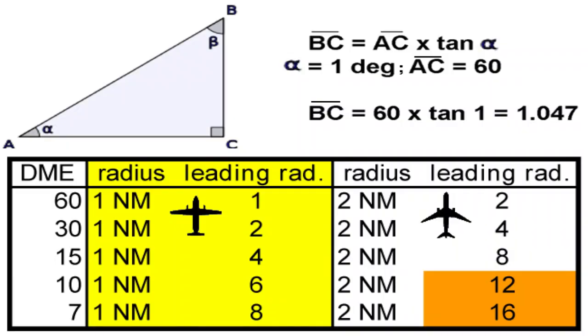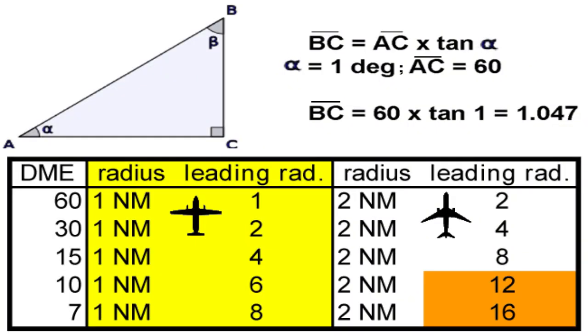And finally, the calculation of the leading radial. I should use this formula that allows me to calculate the height of the triangle depending on the angle and the base. So it turns out that if I have the base, in this triangle AC, the distance between A and C is 60, with an angle of 1 degree, the height, so the distance between B and C, is equal more or less to 1. You see, 60 multiplied by tangent of 1 degree makes 1.04. So it's 1 nautical mile. So we can consider that if I have 1 degree difference at 60 nautical miles, the length of that 1 degree is 1 nautical mile.